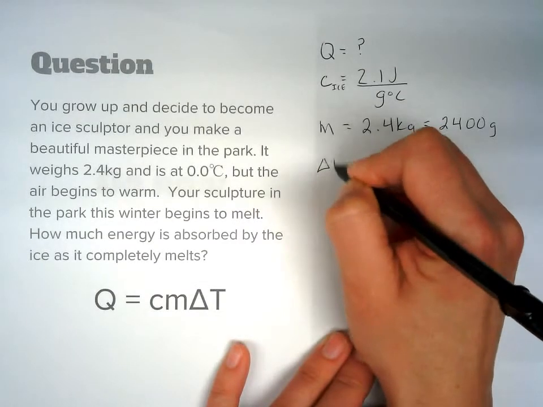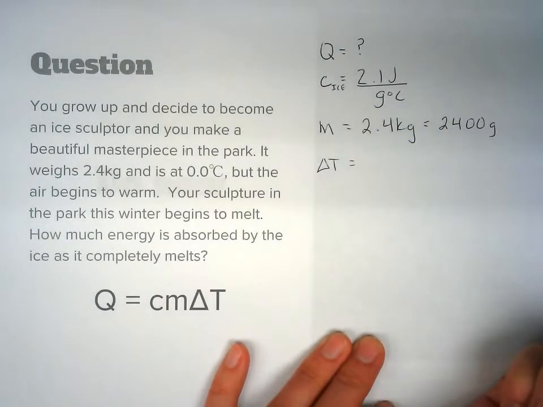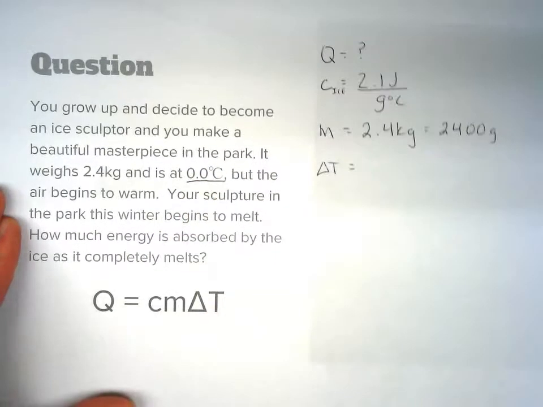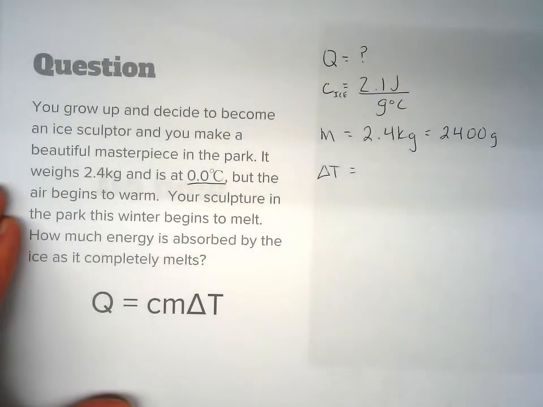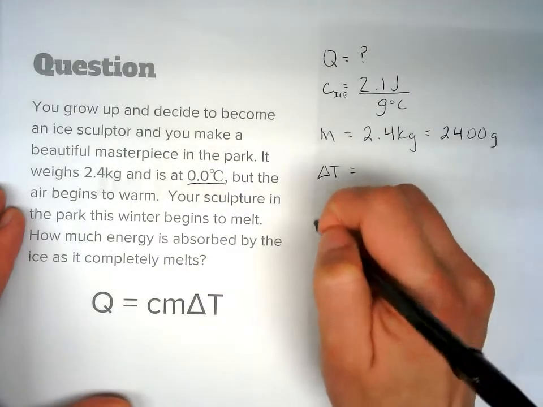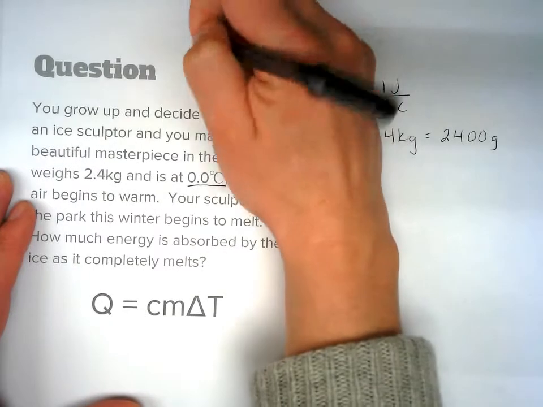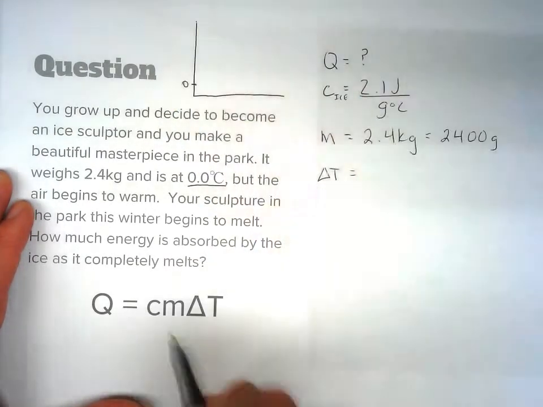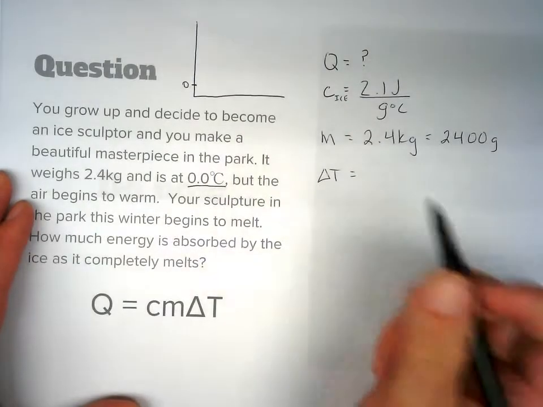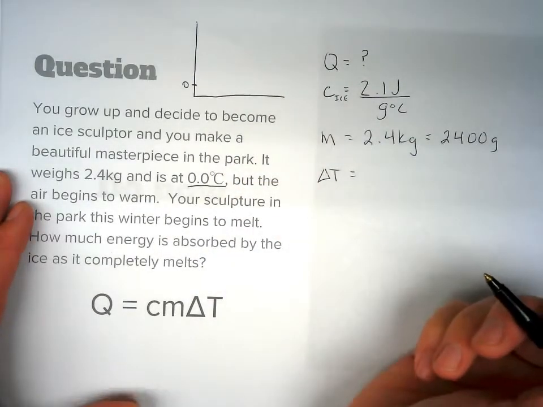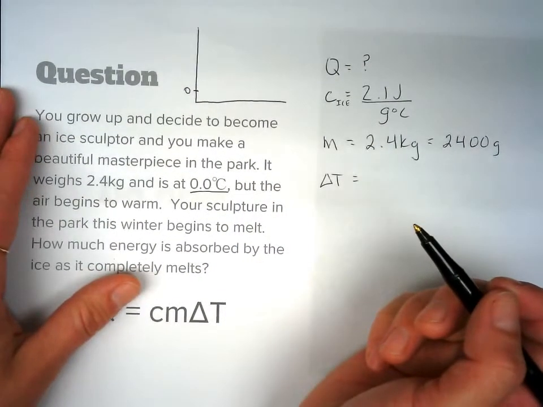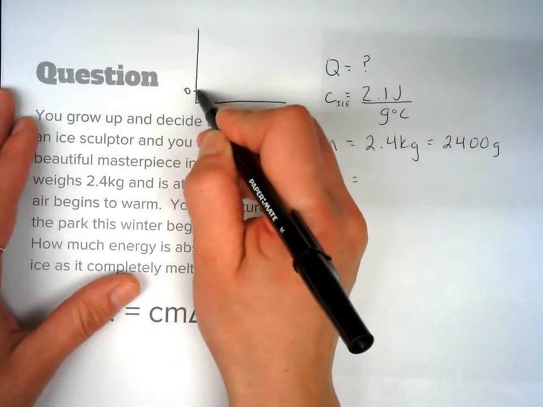And my delta T is going to be what? So here I know that it starts out at 0 degrees Celsius. Then the air begins to warm. Let's go ahead and draw a quick graph of what this would look like up here. So we're going to start out, let's say that here's 0 degrees so that we can see our line. As our ice is melting, just melting, does our temperature change? The answer is it doesn't, right?